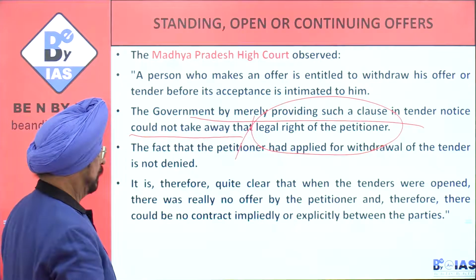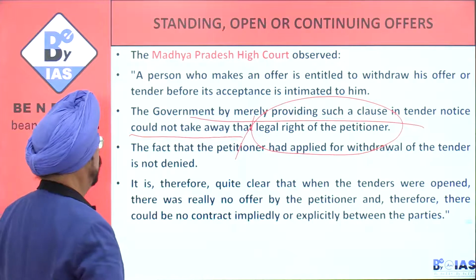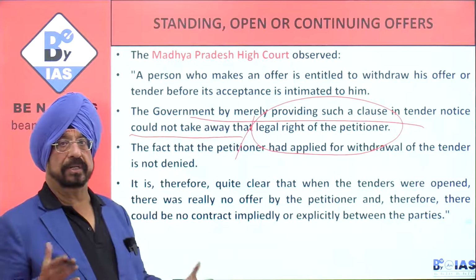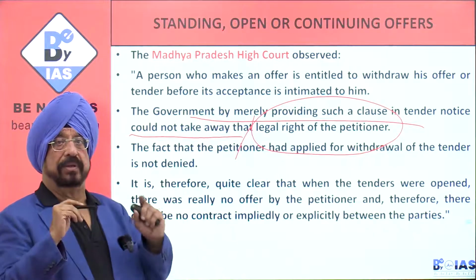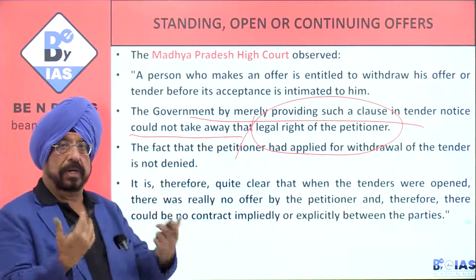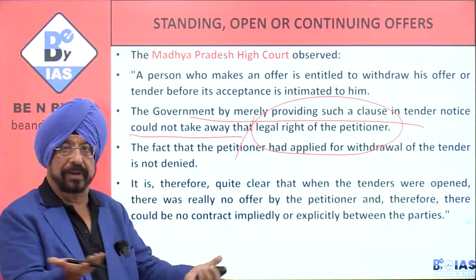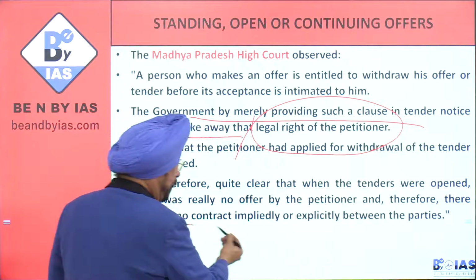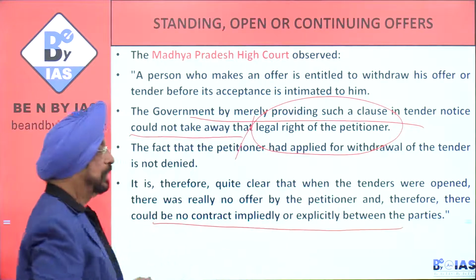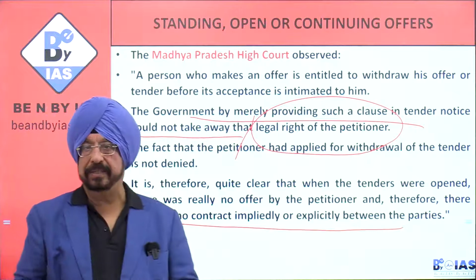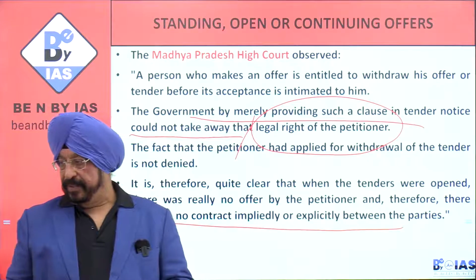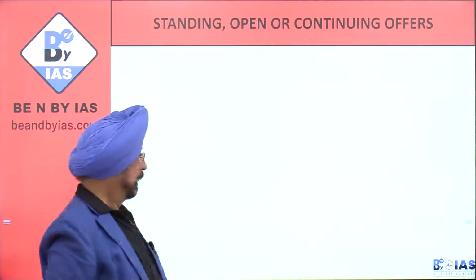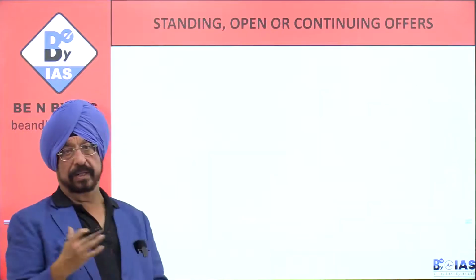It is therefore quite clear that when the tenders were opened, there was really no offer by the petitioner because he had already withdrawn, even if it was a single tender. He had already withdrawn, so there was no offer. तो कॉन्ट्रैक्ट कहां से आएगा? There could be no contract impliedly or explicitly between the parties. अब ऐसे समझना हमने लॉ को भाई लोगों. देखिए, this is the way you must learn law.